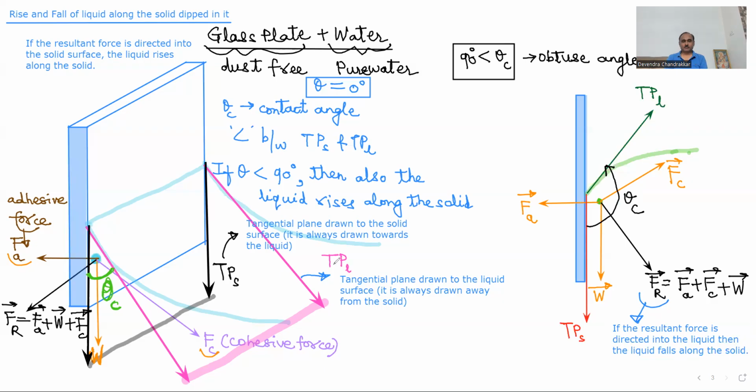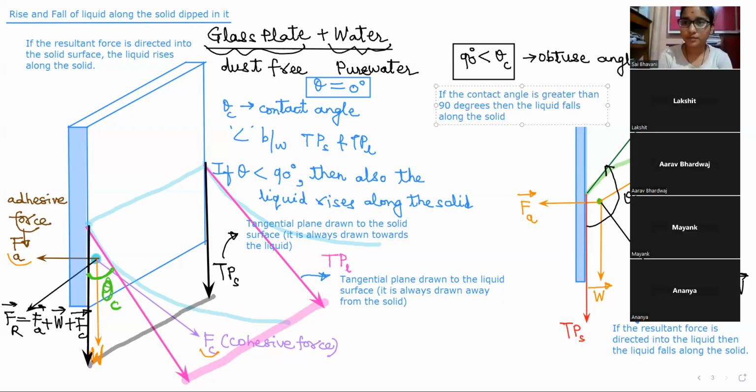Okay. So I'll write it again. If the contact angle is greater than 90 degrees, then the fluid or liquid falls along the solid. Bhavani, did you understand it or not? Yes, sir.